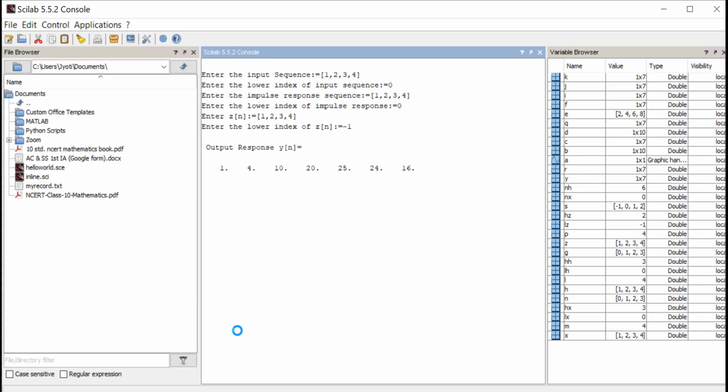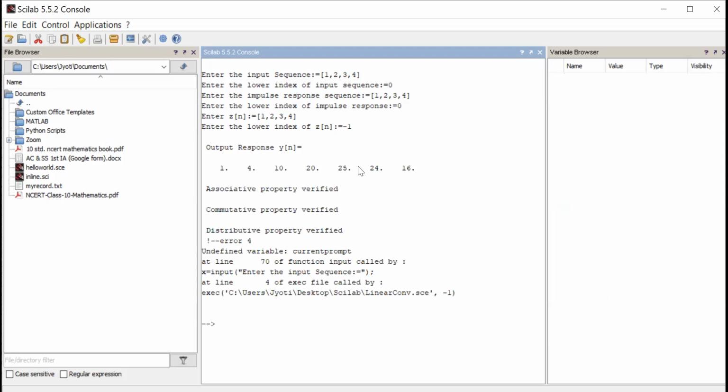Next, see. Okay, we got the convolution values. The output response y of n is equal to 1, 4, 10, 20, 25, 24 and 16. This is the linear convolution output. Then what it is displaying? Associative property verified, commutative property verified, distributive property verified.